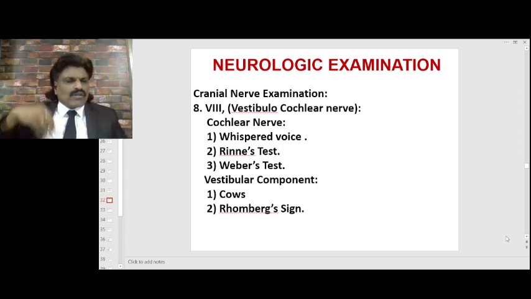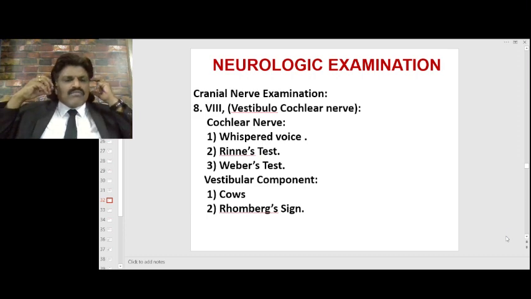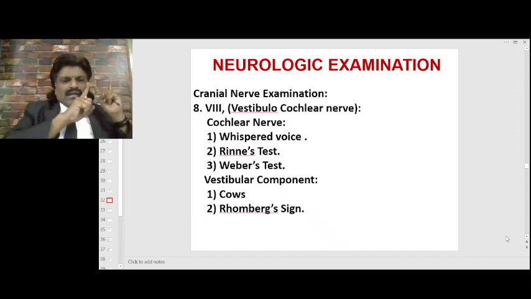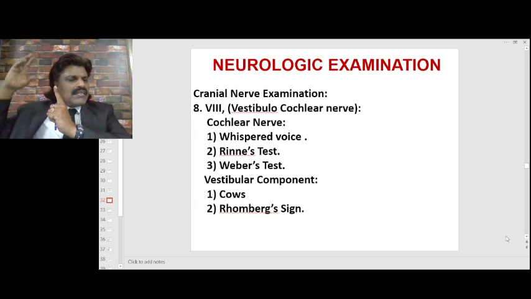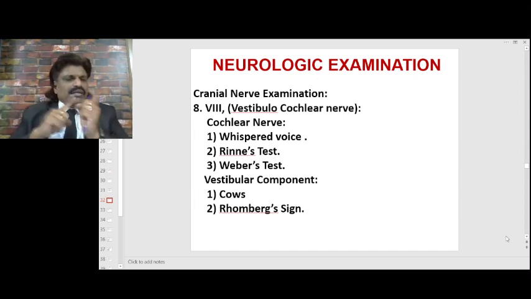Whereas if we put cold water, it inhibits the vestibular component. For example, on the right side, if I put cold water, it inhibits the vestibular component on the right side. So the left vestibular component will overact, it will pull the eyes towards the opposite side. Now the frontal eye fields will try to push the eyes back to its side, so there will be nystagmus.